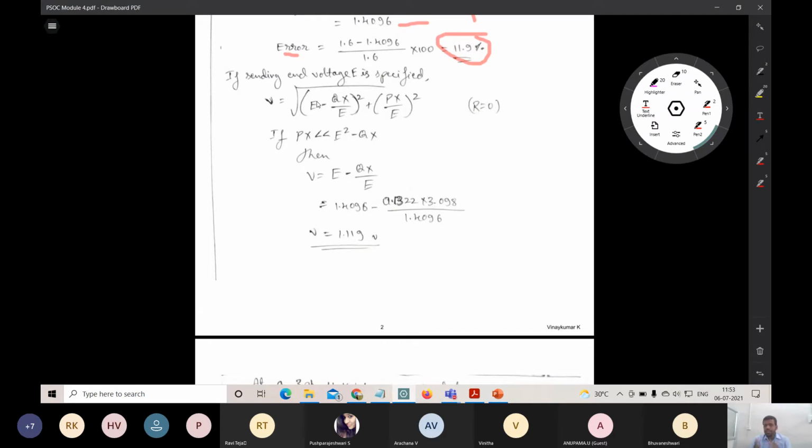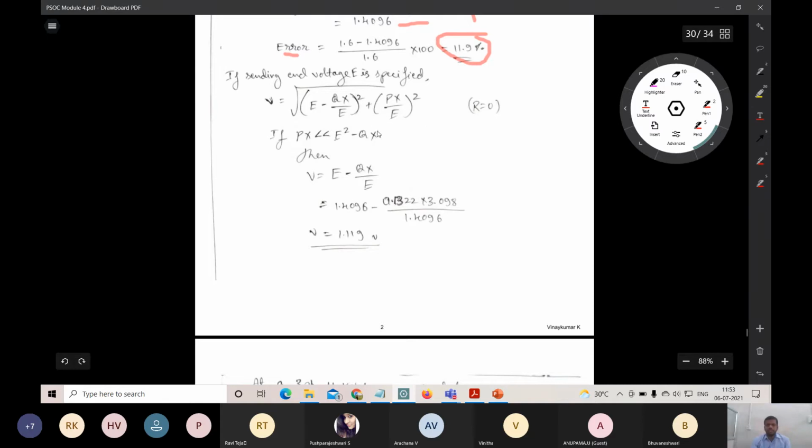So if he has given the sending end voltage, you can use this formula: E minus Qx by V, whole square, plus Px by V, whole square. Instead of V, you can use E. So when you are calculating E, use V here, and if you are interested in calculating V, use E here.